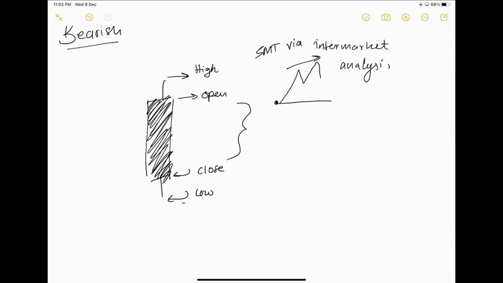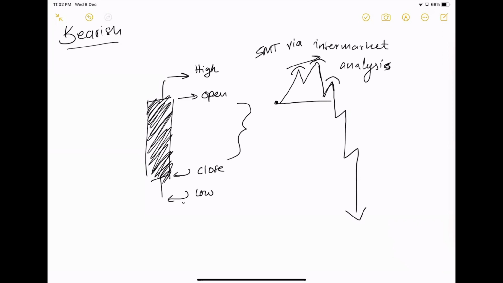So we want to see SMT via intermarket analysis, and then we want to see price breaking down. So 1, 2, 3, apply whatever entry techniques you know, and watch price do its thing. Because we understand by now that SMT suggests that price is ready to move. Price is primed to make a one directional move.